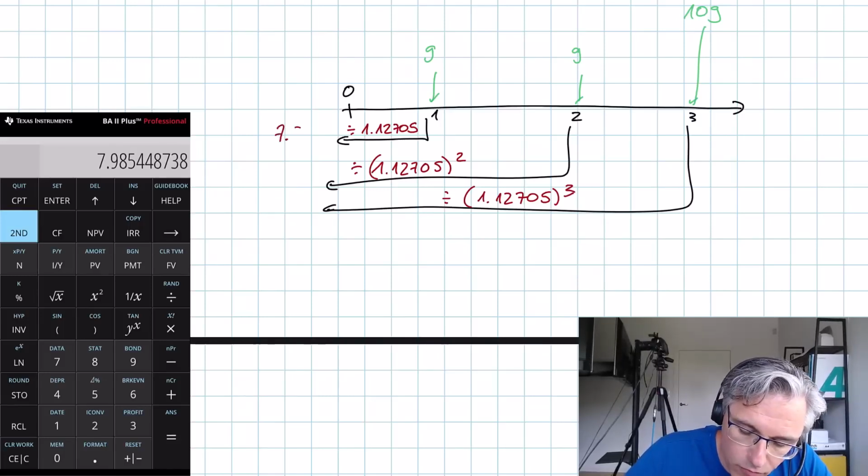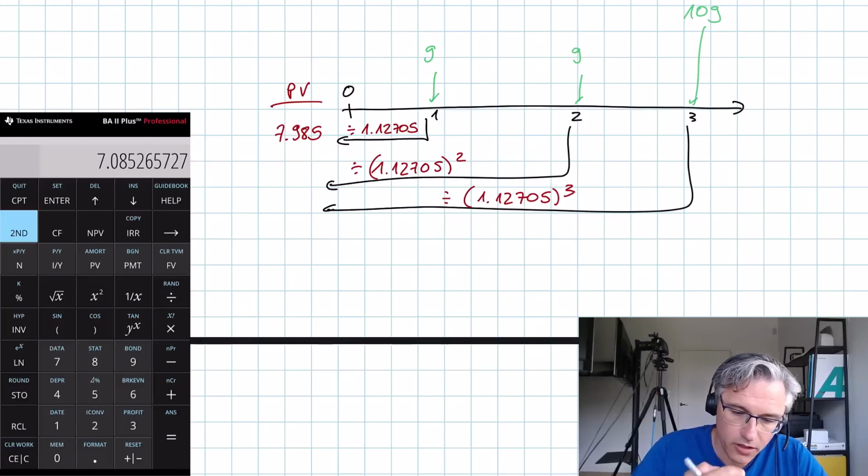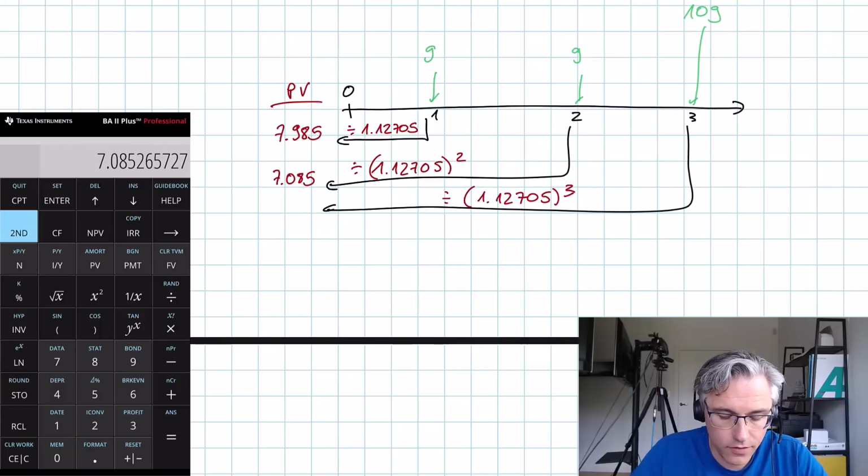7.985. I have to be careful here. 7.985. I'm doing this to 3 decimal places to get as close to the result as I can, realistically. Then I'll do 9 divided by 1.12705 to the power of 2 equals 7.085. And finally, the last cash flow, 109 divided by 1.12705 to the power of 3.